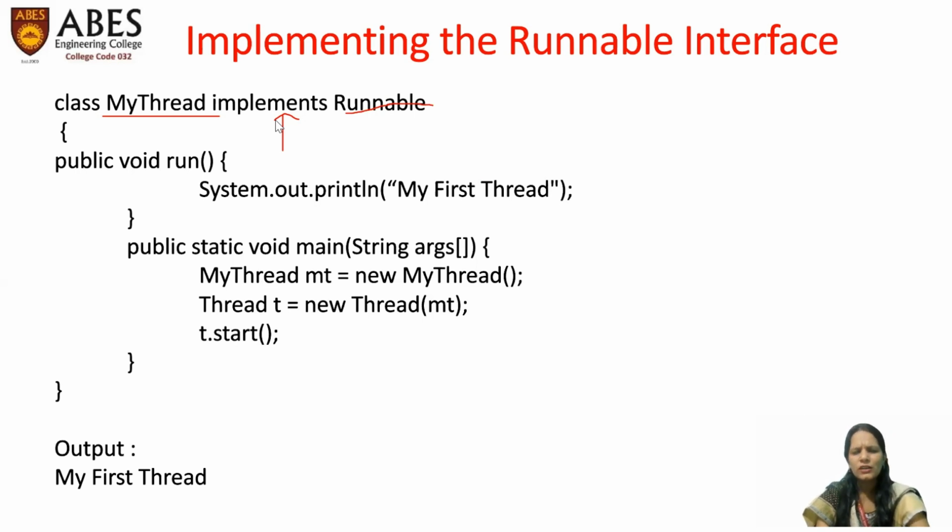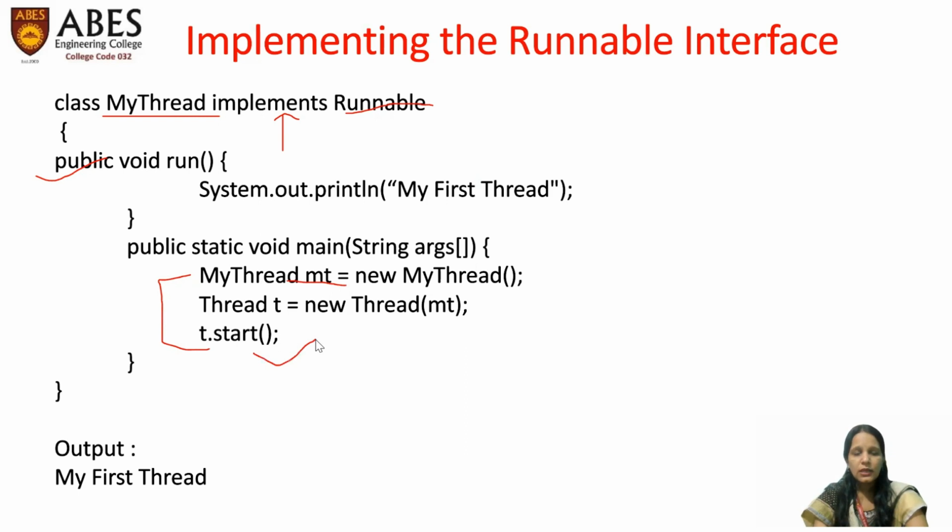Whatever interface you are using, in this case we are using Runnable, so that is why we are using the term implements. Again, the same thing, we will have the run method. Now the thing that you must remember is these statements. In the previous example, we were creating the object of the class and we were just starting the method.